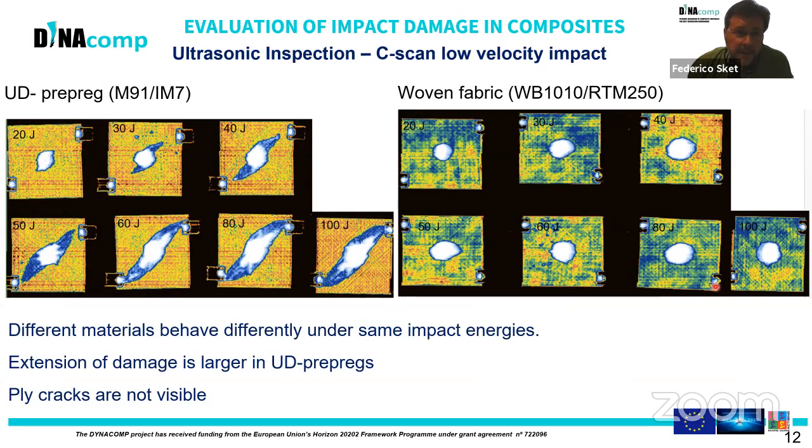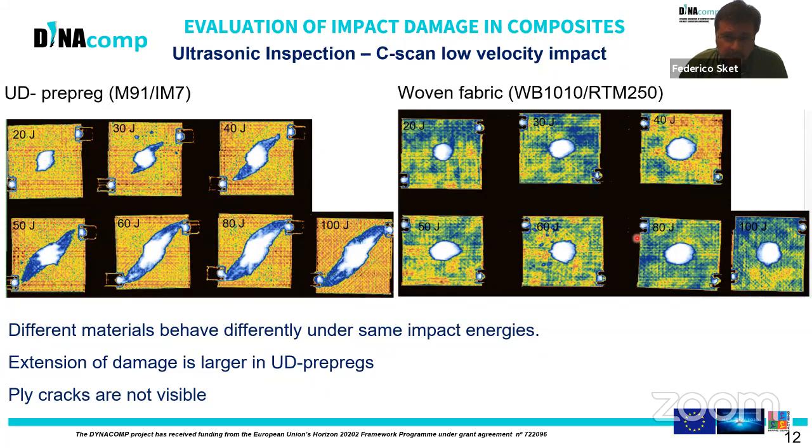So these are typical C-scans in impacted composites. Normally, a C-scan is presented as a 2D view of the reflected echo, and the position of the defect is observed in the XY plane, which is this one.